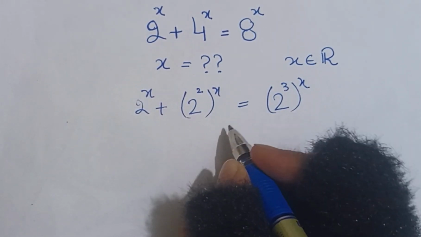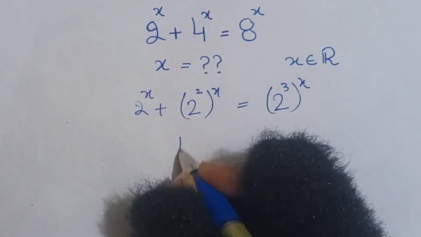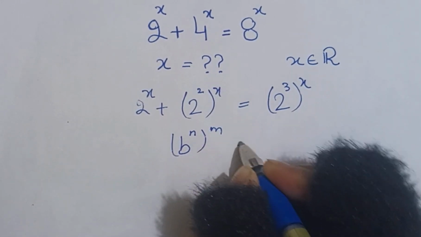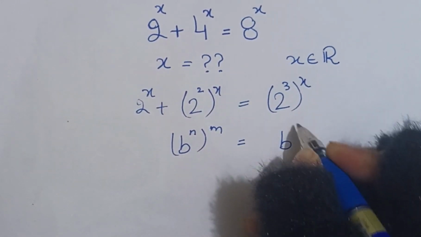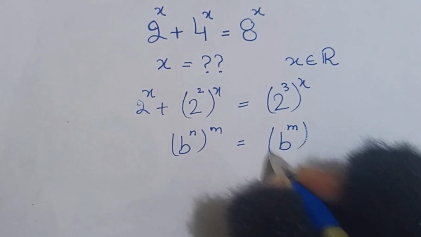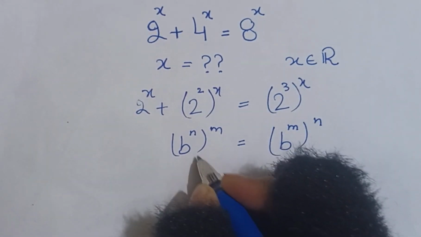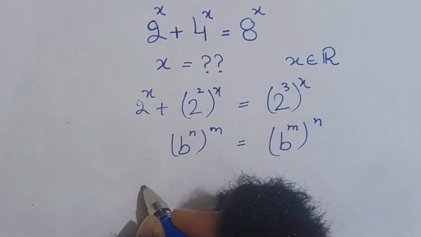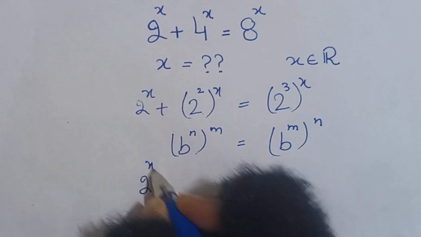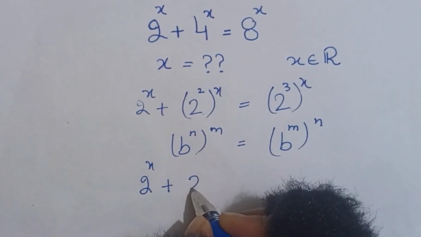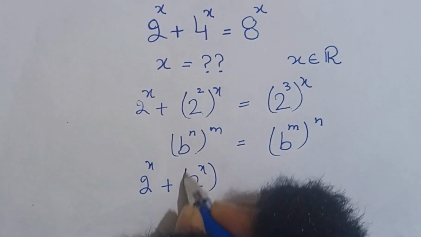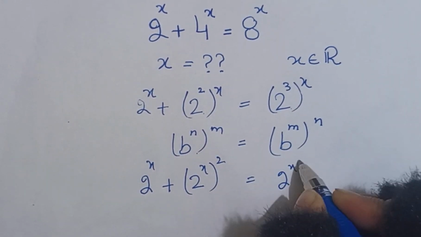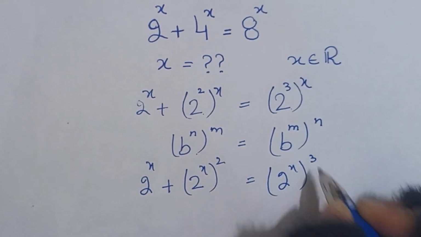So we recall a property. As we know, b raised to the power n multiply m is equal to b raised to the power m multiply n. So we use this property first of all on this term and after that on this term. So this will become 2 raised to the power x plus 2 raised to the power x multiply 2. Now the right hand side is 2 raised to the power x multiply 3.